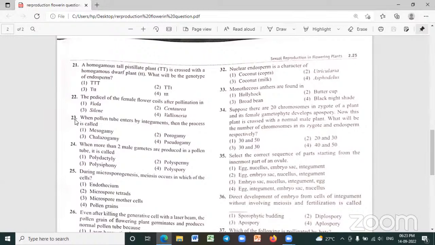Okay. And 23: when the pollen tube enters by the integuments, then the process is called what?